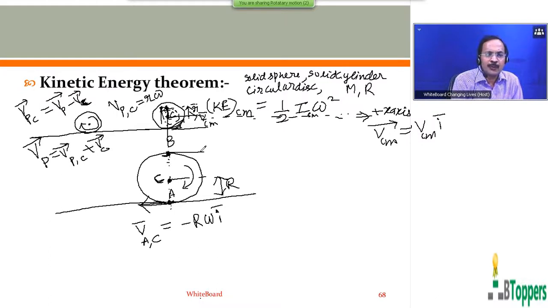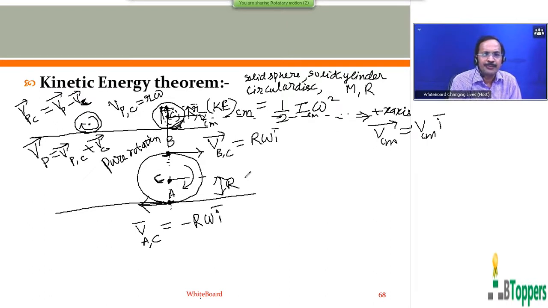And the velocity of the highest point B with respect to the center of mass: it is moving in a circular path of radius r. So the magnitude of velocity of B with respect to center of mass is r into omega. The magnitude of velocity of bottommost point A with respect to center of mass can also be written as r omega. This is r omega to the right side. That means I have shown the velocities of A and B with respect to center of mass. That means when you consider motion of any particle of the rolling body with respect to the center of mass, it can be considered equivalent to pure rotational motion.